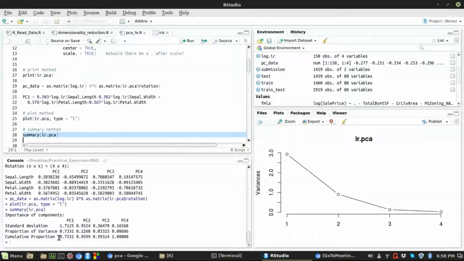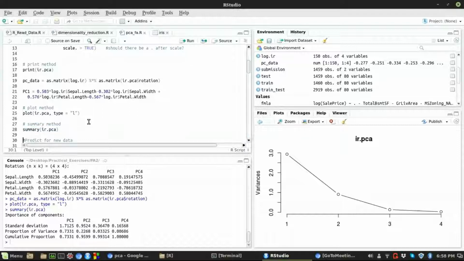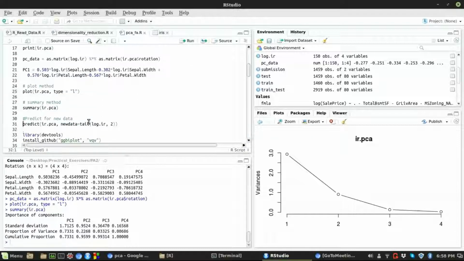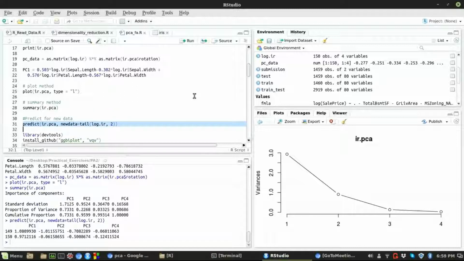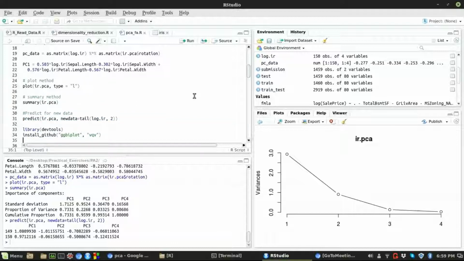See, look at the cumulative proportion. PC1 contains 73% of the total variance. PC1 and PC2 contain 95%. So you can drop off the other two, and you will still get 95% of the variance of the original data. As I said, you can either use the predict function or you can use the matrix multiplication.